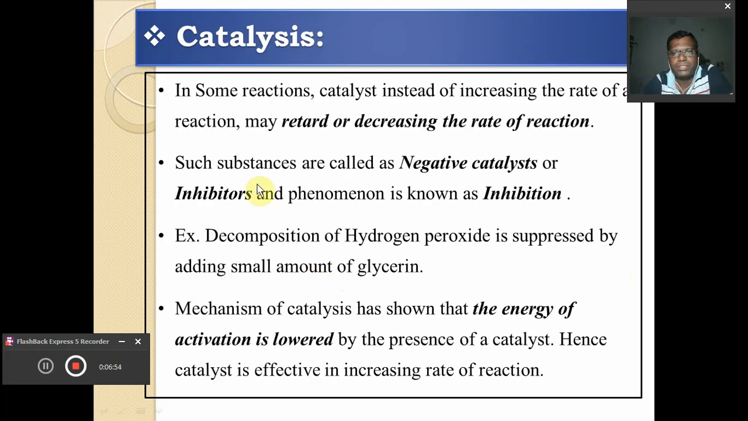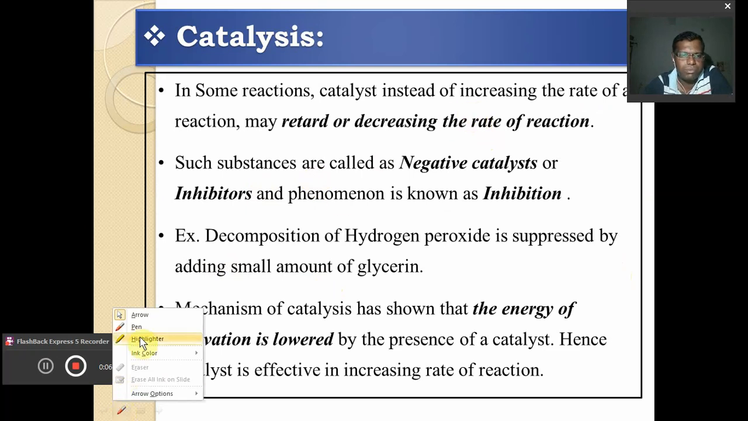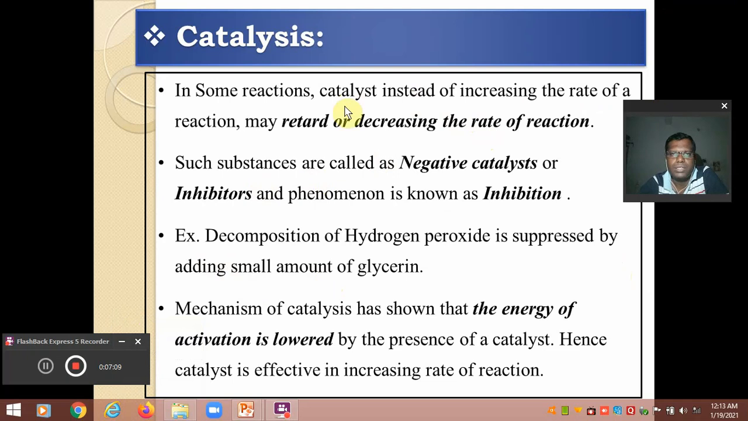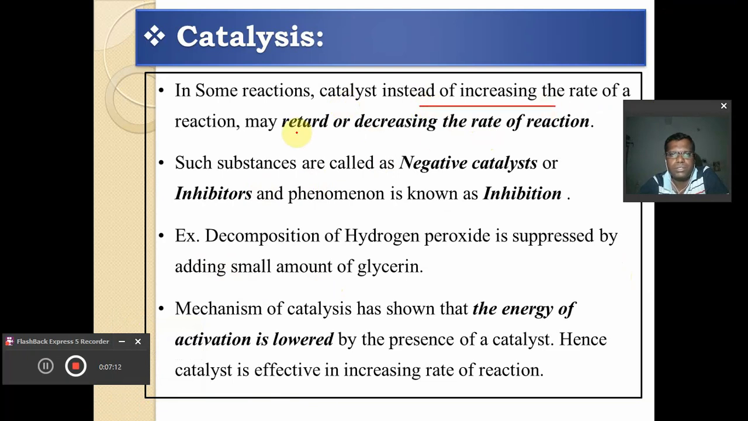Again, in some reactions, the catalyst, instead of increasing the rate of reaction, alters the rate of reaction, as we already tried to define in the definition. It means it may increase or decrease the rate of reaction. In some reactions, it is observed that there are some substances that may decrease or retard the rate of reaction, and the substances which decrease the rate of reaction are called the negative catalyst, or also the inhibitor.